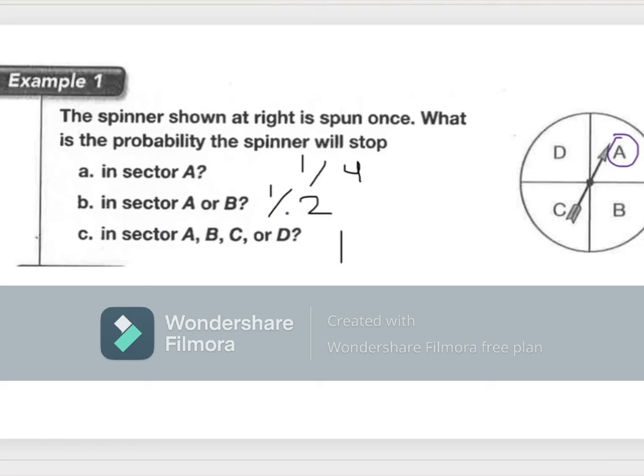In A or B, so now our favorable is A or B, and there are 2 favorable outcomes out of 4, and we know that 2 out of 4 can be simplified to 1/2. Okay, and then on the last one, it said sector A, B, C, or D, and that means all of them. So the probability would be 1. 4 out of 4 is 1.